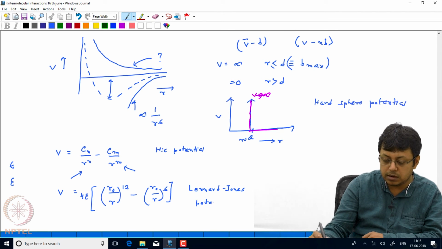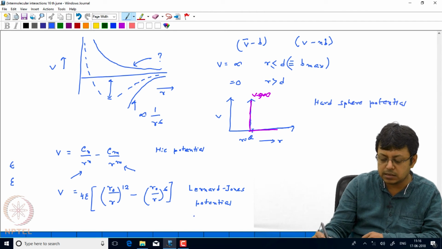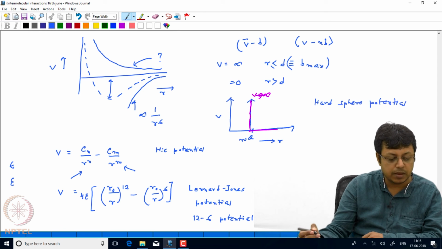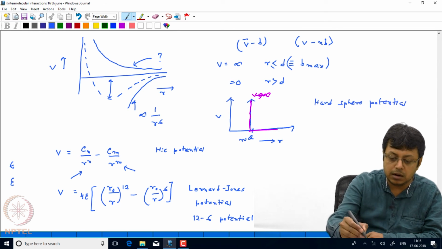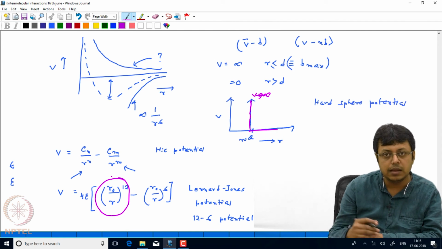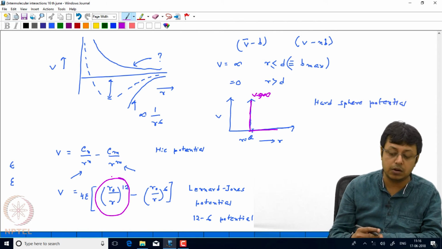So, this is after Lennard-Jones, who basically modeled the repulsive part as r to the power 12. Sometimes it is known as the 12-6 potential because of the functional form of this equation. Now, the problem with the Lennard-Jones potential is that this r to the power 12 thing is very empirical. So, there is no reason why actually it should go like r to the power 12.